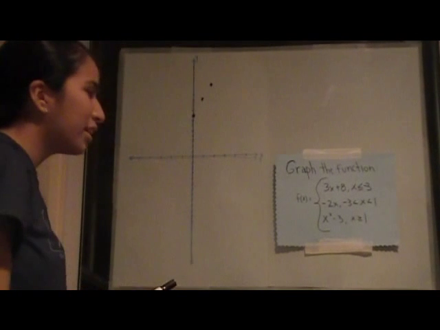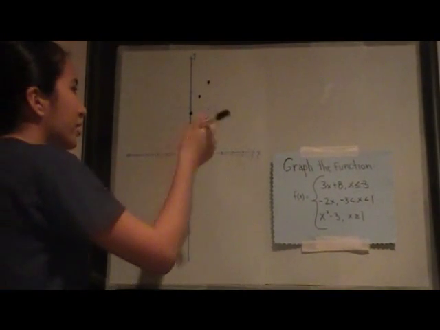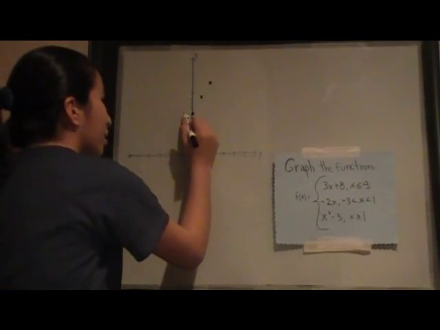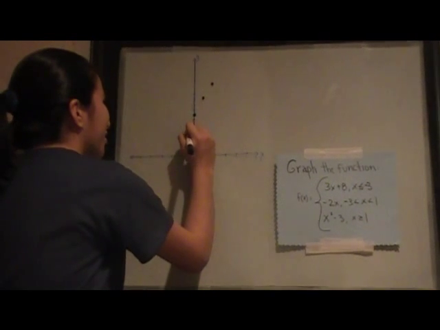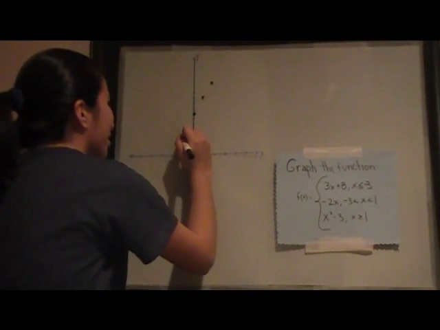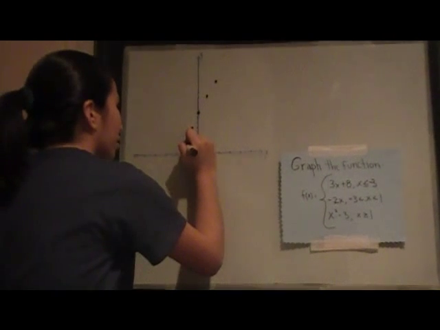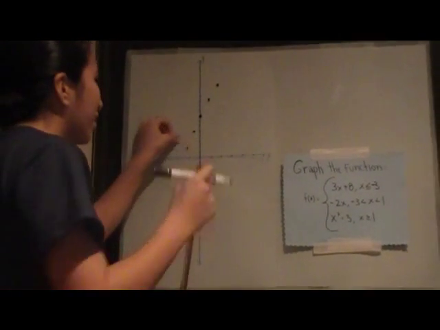Now in order to extend this graph, we have to go backwards. So you're going to shift down 1, go down 3. Over 1, down 3. Now we're going to extend this graph.